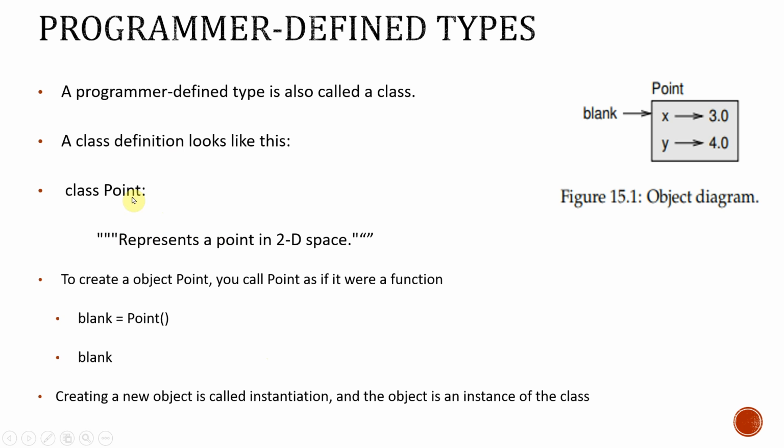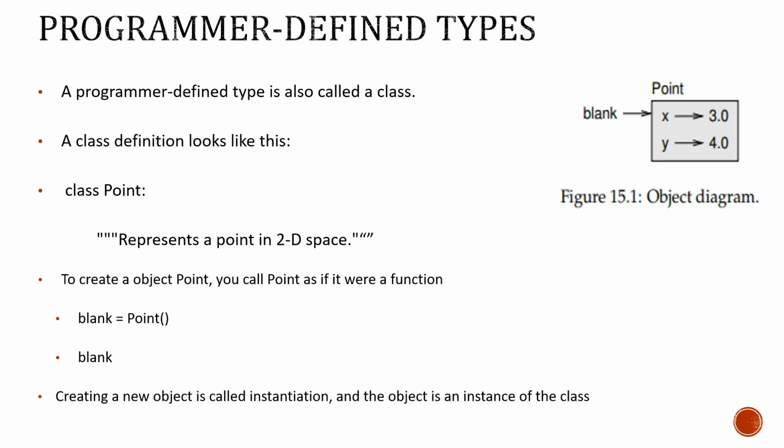So here the programmer-defined type, we are calling it a class. The definition: the keyword class followed by the name of the class, in this case Point. Then put a colon. After that, you can see here in double quotes you have some string, so you can just write it inside double quotes also. This is called your docstring. The first string inside the class, this particular string you call a docstring.